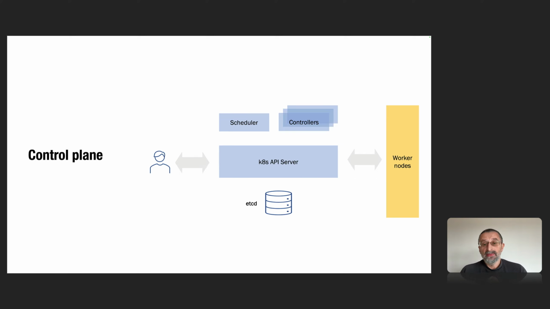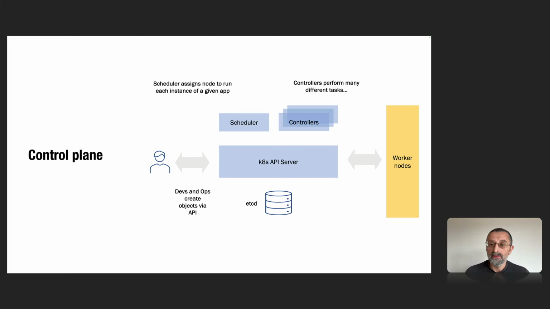So control plane, the brain, has the following structure. This is the single API, yes, so you talk only to this API server. This is a scheduler, these are some controllers, there are some worker nodes, and the etcd protocol, yeah, so this is the control plane. So dev and ops create objects via API. Scheduler assigns node to run each instance of a given app. So it assigns nodes. Controllers perform many different tasks.